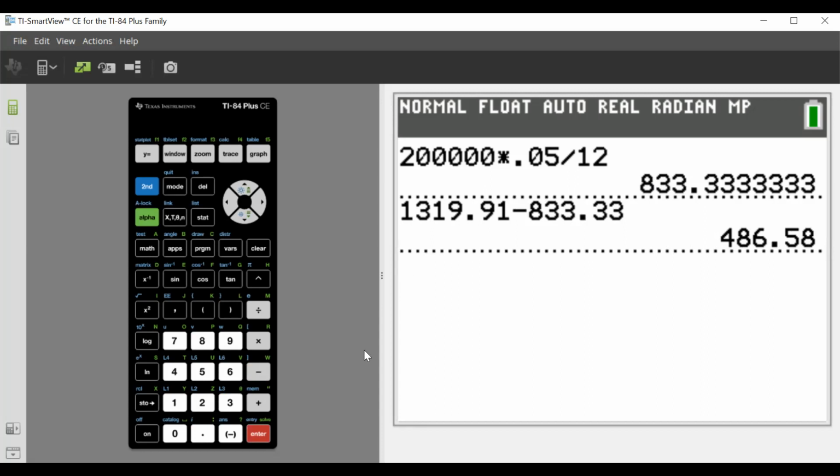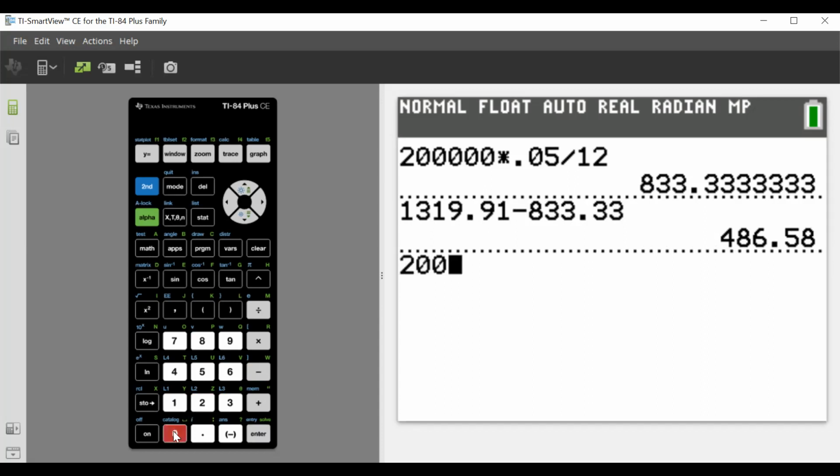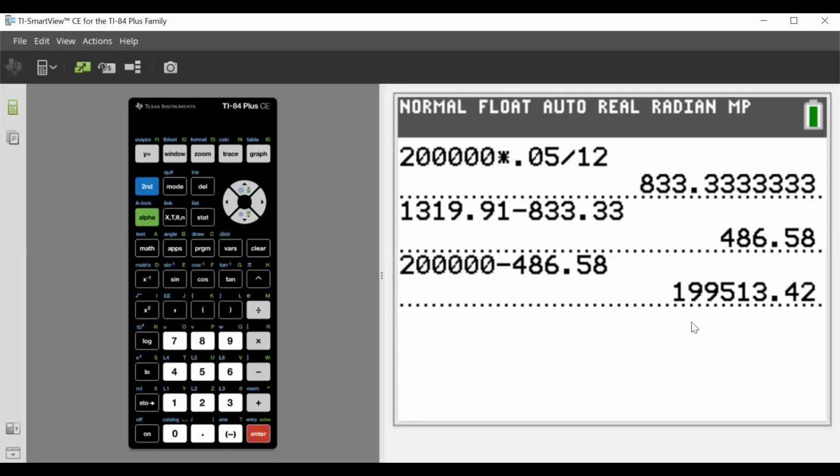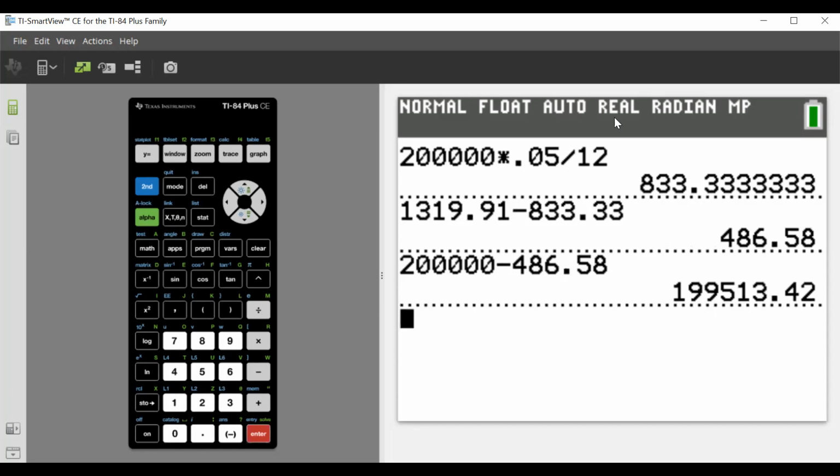One last thing we can do is find out how much our loan will be at the end of that payment. So we'll take our 200,000 minus 486.58. Oops, wrong button again. All right, and so that means we have $199,513.42 as the balance of the loan at the end of that time.